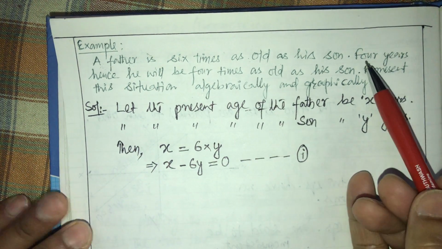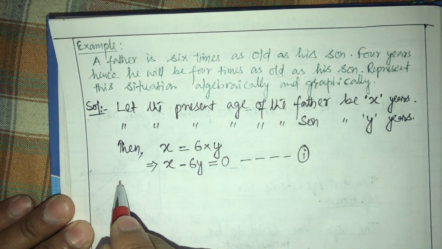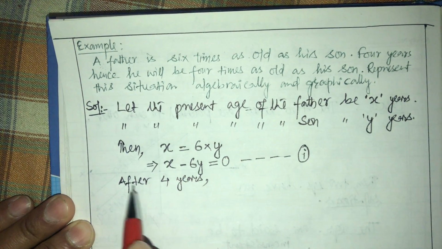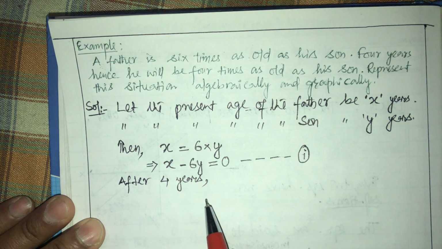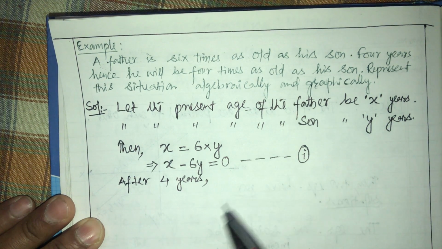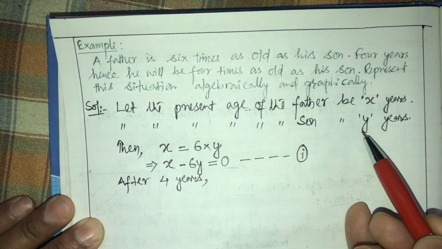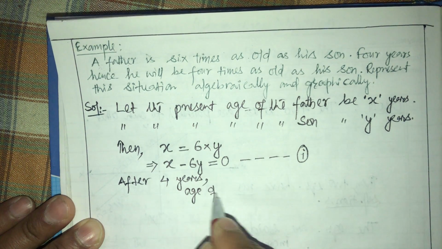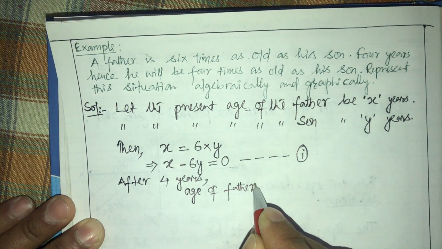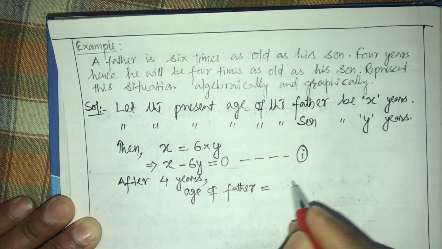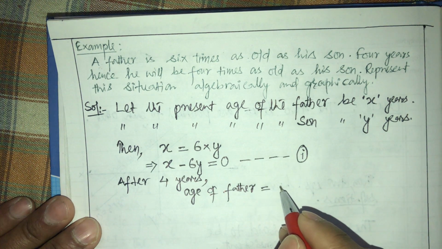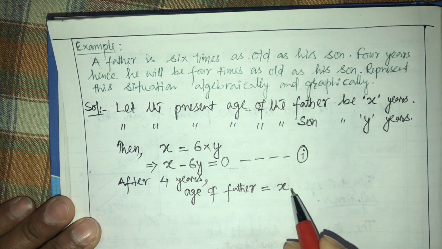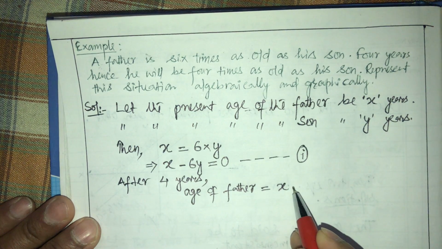Since they say 4 years after, we'll write accordingly, after 4 years. Now we will write the ages of father and son in terms of x and y after 4 years. After 4 years, the age of the father: the present age was x, meaning the father is x years old now. After 4 years, we just need to add 4.